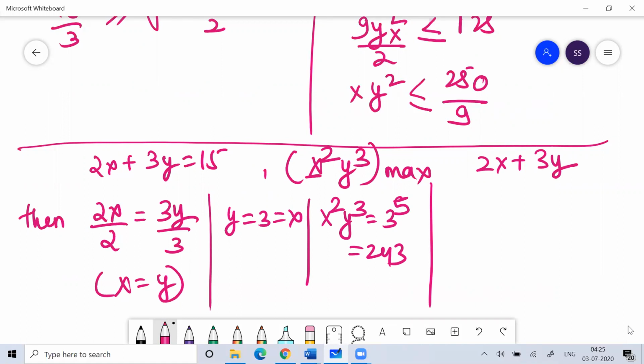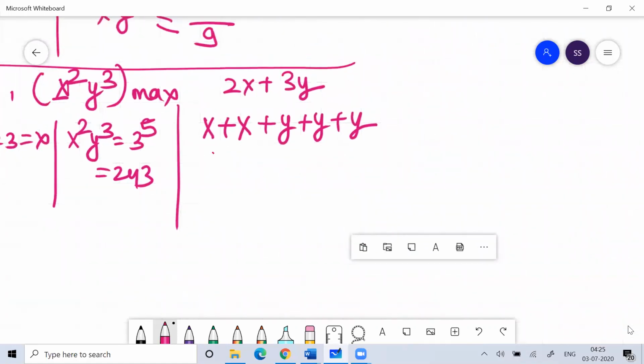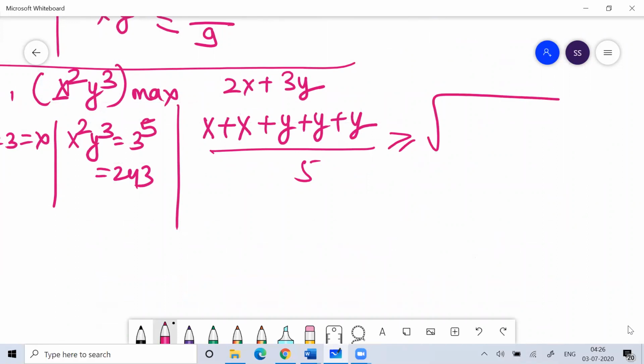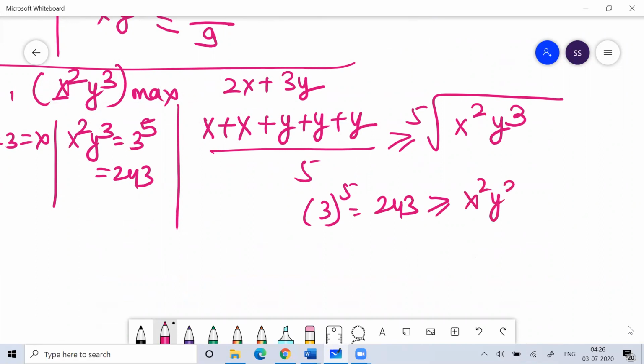you want x square, means you will break this as x plus x so that you get x square. You want y cube, so you can write y plus y plus y, so that when you multiply you get y cube. I hope you can easily do it. So then this divided by 5 will be greater than or equal to the fifth root of x square y cube. So this is 15, 15 divided by 5 is 3, and 3 to the power 5 is 243. That is 243, that is greater than or equal to x square y cube. Simple.